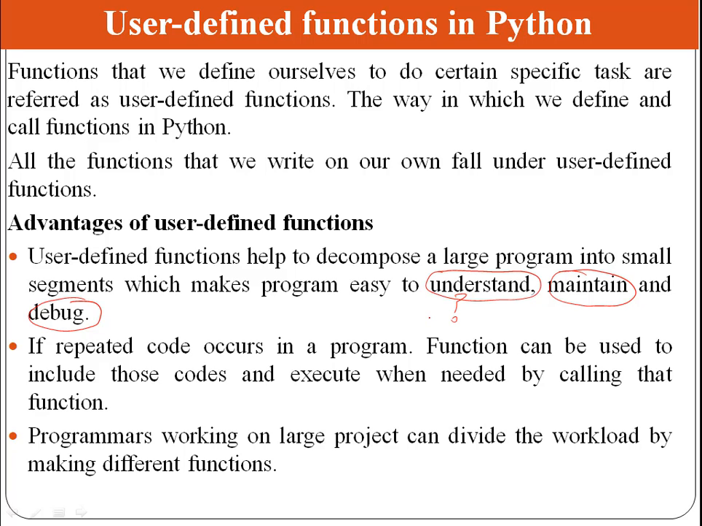If repeated code occurs in a program, functions can be used to include that code and execute it when needed by calling that function. So repetition will be removed. Programmers working on large projects can divide the workload by making different functions. So the modular approach can be there. Modules are always divided among the team members and then they are integrated together, right? They are independently developing the modules, and when they are done, they are integrated and called in one large program.